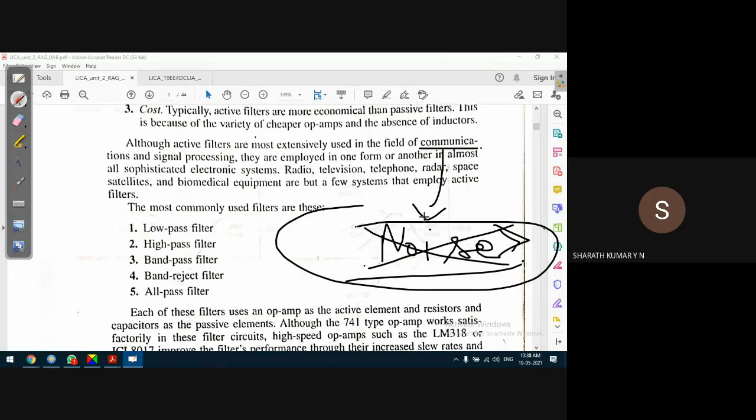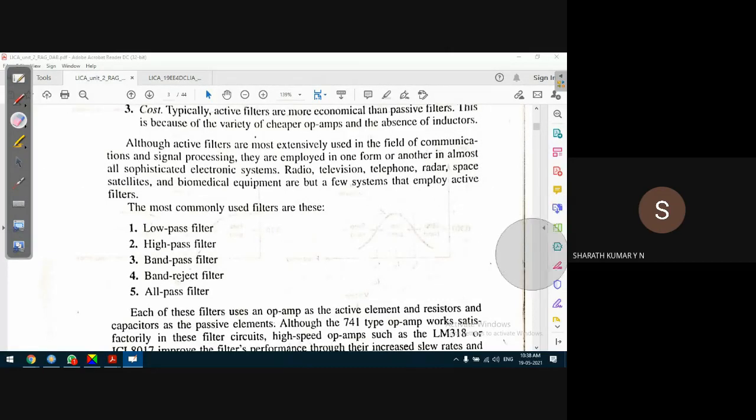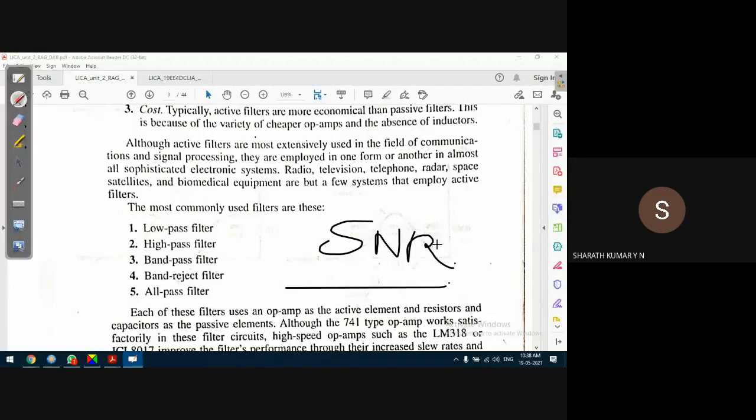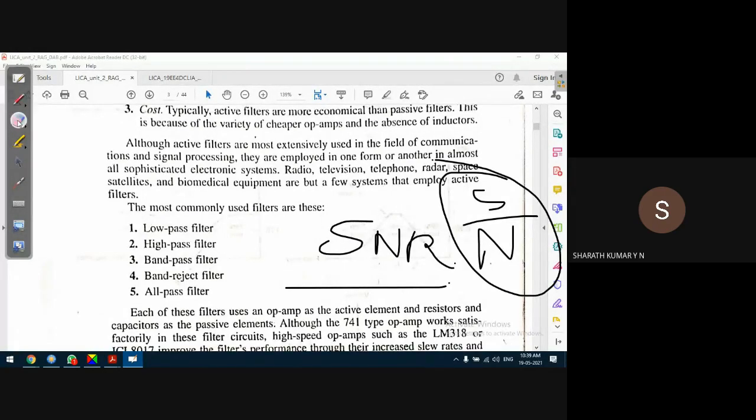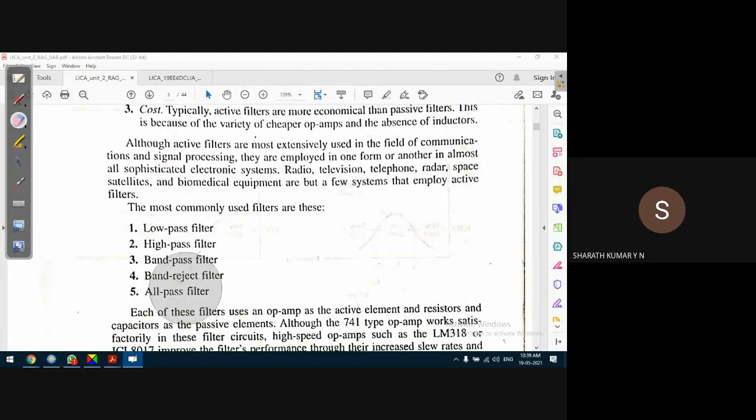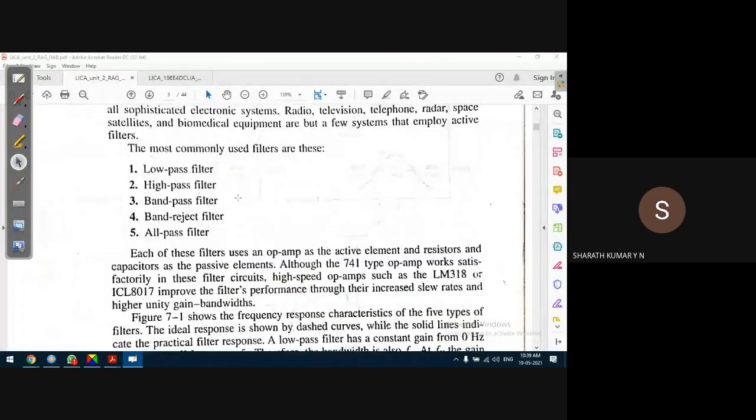In all your Bluetooth devices, you have what is known as a noise cancellation property. That is measured by SNR, signal to noise ratio. The signal to noise ratio should be very, very large. The larger this ratio, the better the noise cancellation property. So we use all this in our electronic devices.